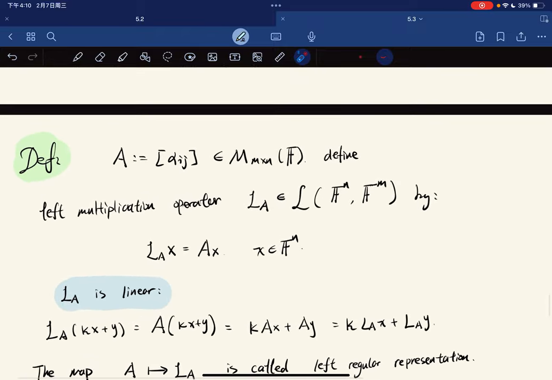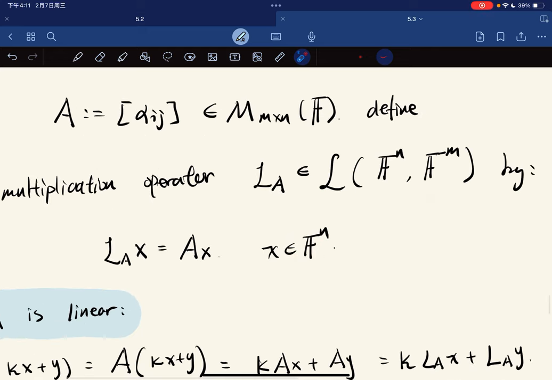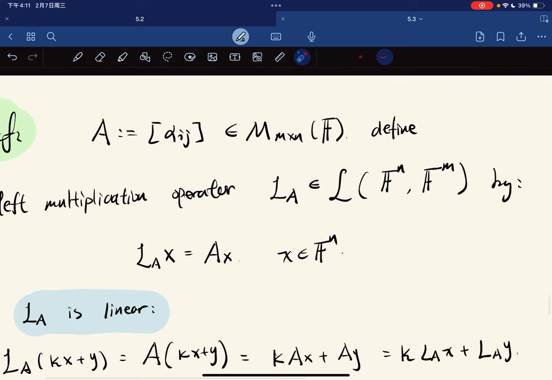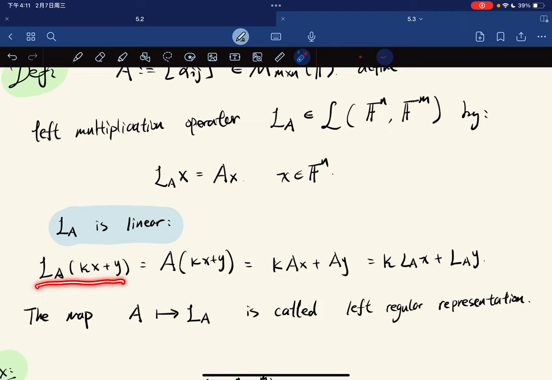And here is finally something that is more interesting. So we let A be a matrix. We define the left multiplication operator, L_A, to be a member of this by L_A(x) equal to Ax for x being in F^n. So x is a column matrix. So L_A of x is equal to matrix multiplication. It gives you another matrix. And first, we show that L_A is linear. L_A(kx + y) is equal to A(kx + y). Then we can just use the linearity of matrix multiplication. It gives you the result.